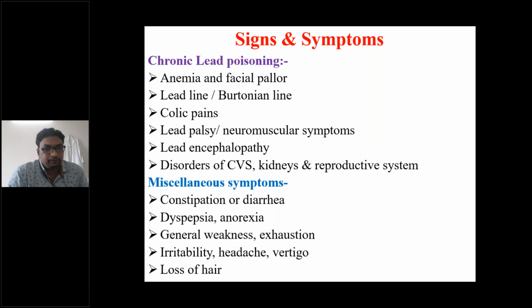We have seen 7 points. First one is facial pallor, and then we have anemia. Number 3, there is Burtonian line and lead line on the gums, colicky pain, lead palsy, lead encephalopathy. And then we have reproductive system symptoms, and then we have CVS symptoms, and then we have nephritic symptoms. And miscellaneous symptoms are constipation, diarrhea, dyspepsia, anorexia, generalized weakness, irritability, headache, vertigo, and then loss of hair.